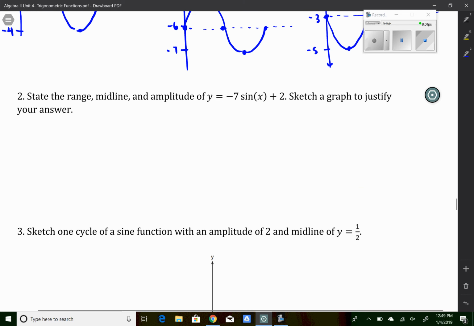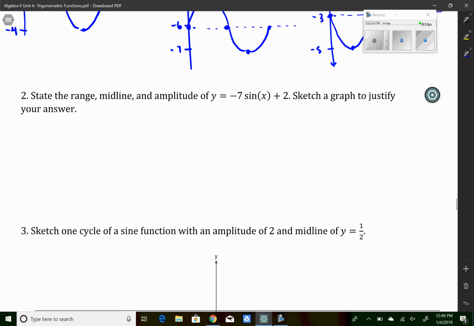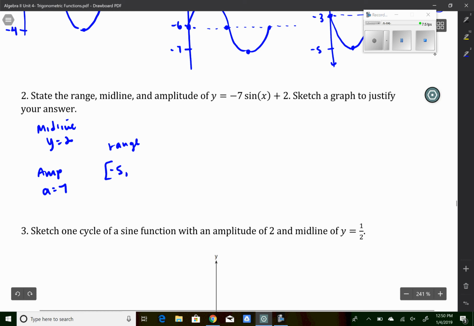Number 2 says state the range, midline, amplitude, and sketch the graph to justify. So the midline is the equation y equals 2. The amplitude is a equals 7. And the range: if the midline is 2 and I go down 7, I'm at -5, and then go up 7, I'd be at 9. Notice when I wrote the amplitude, I wrote +7, not -7. The amplitude is the 7. That's the multiplier. The negative is just a reflection.